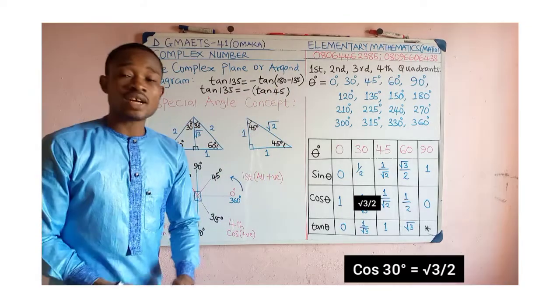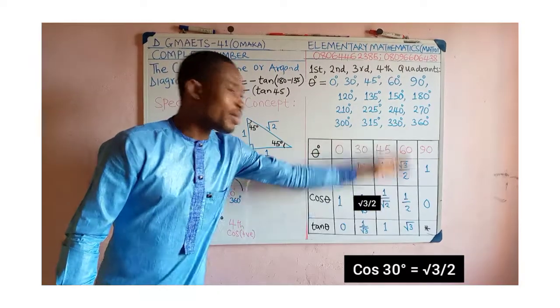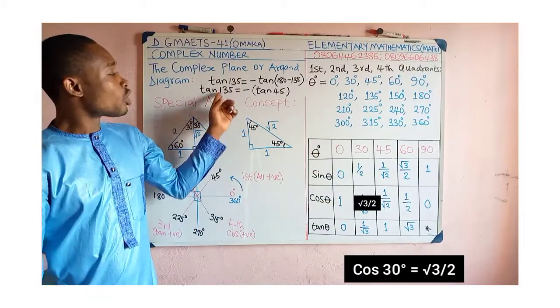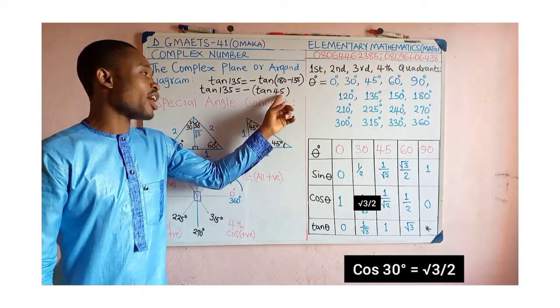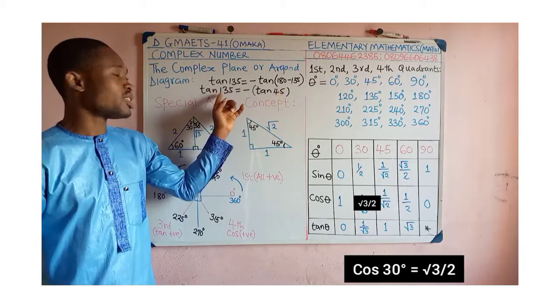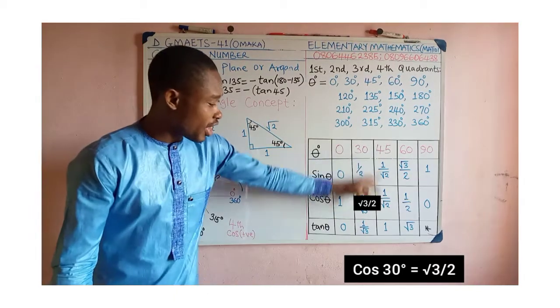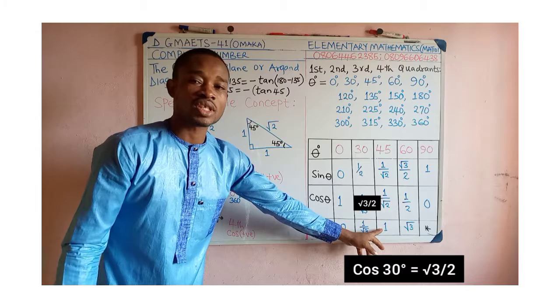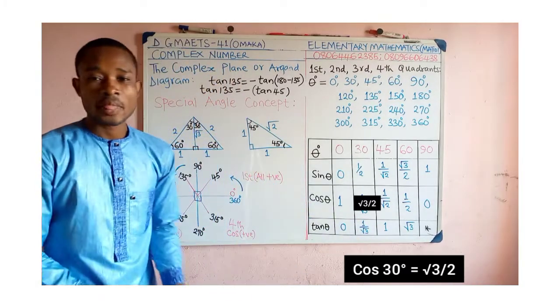So do you see that tan 135, I don't know the value because it's not here in my table. But I've been able to convert it to tan 45 because they're equivalent. So I will find tan 45, anything I get, negative of it is equivalent to tan 135. So tan 45 is 1. Therefore, tan 135 will be minus 1.